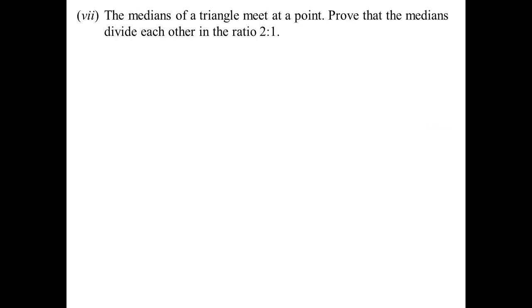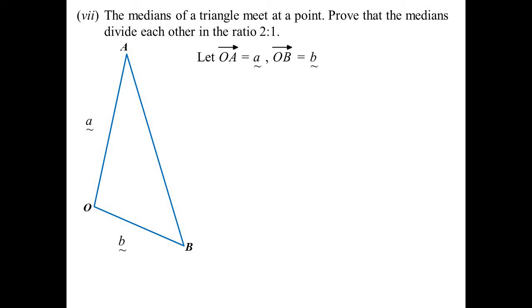The medians of a triangle meet at a point. Prove that the medians divide each other in the ratio 2 to 1. Here's a triangle. I suppose this question could have just as easily been asked in Extension 1, because it doesn't really matter whether I'm dealing with 2 dimensions or 3 dimensions. I'm just talking about a flat shape. So here's my triangle. I'll give the sides there. I'll call OA the vector A, OB the vector B, it makes sense.